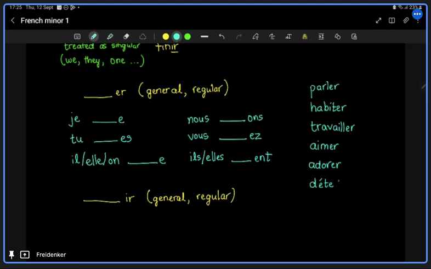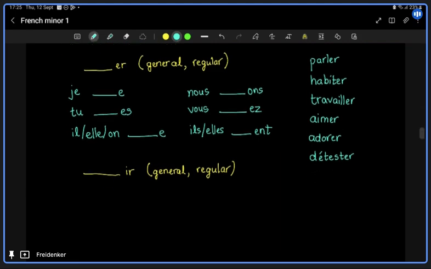Détester. Does it have two accents? Let me just verify. No, it doesn't have two accents. So détester is to hate. We looked at many words, no? As we go through the questions, we will see what kind of verbs will be there.